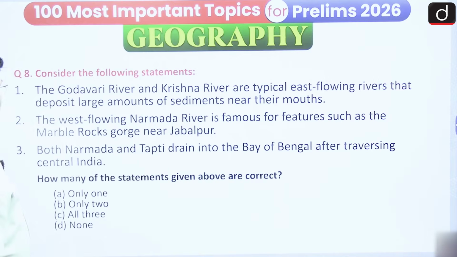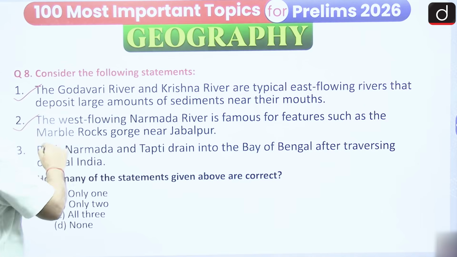And after that, consider the following statement. The Godavari and Krishna rivers are typically east flowing rivers and deposit large amounts of sediments near their mouth. Yes, they are east flowing rivers and they are depositing sediments at their mouth. And then the west flowing Narmada river is famous for features such as the Marble Rocks gorge near Jabalpur.